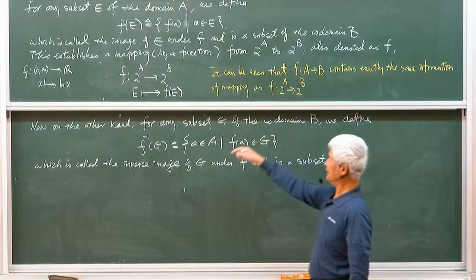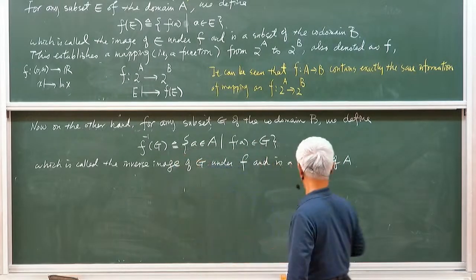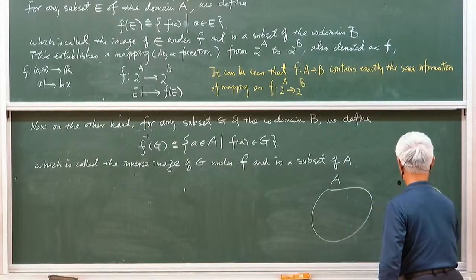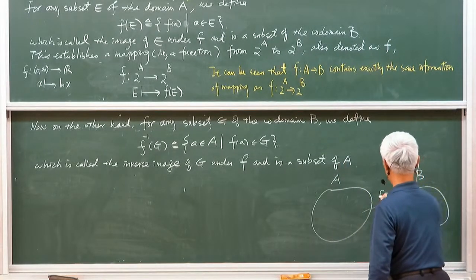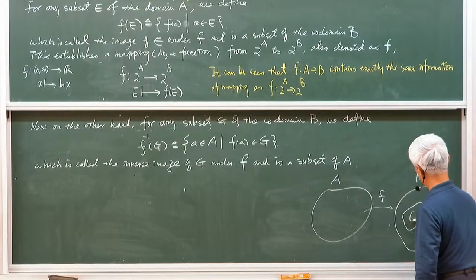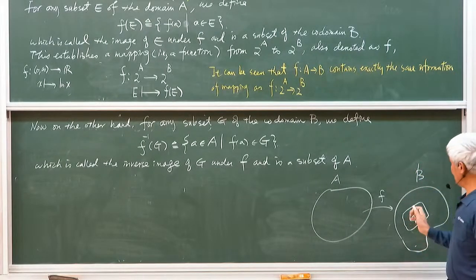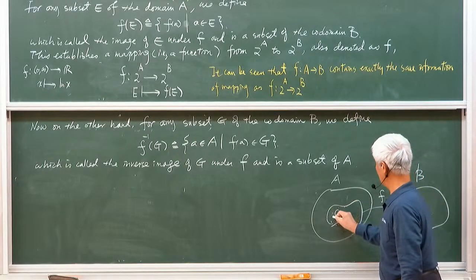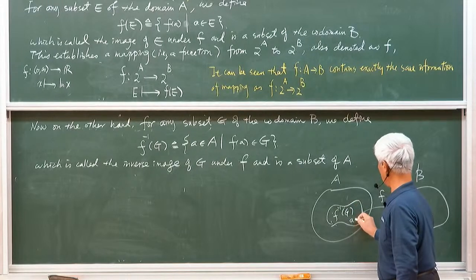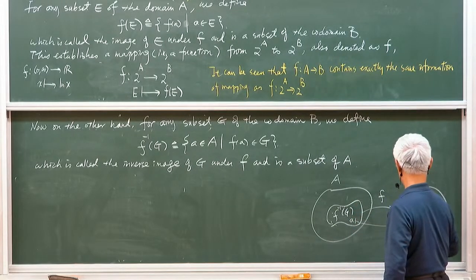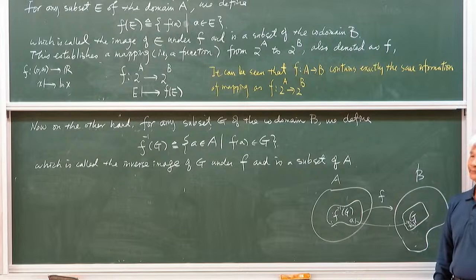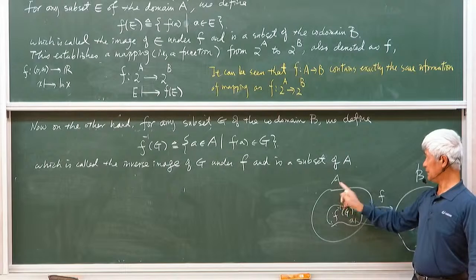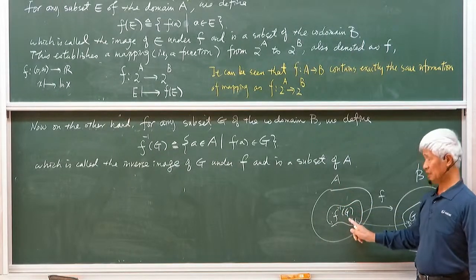So we go back, right? This is A, the domain. This is B, the codomain. F is here. Now, specifically, there is a G here, and then we go back to see which points of A will go inside G. So we look back and see all the possible elements in the domain such that their values are in G.